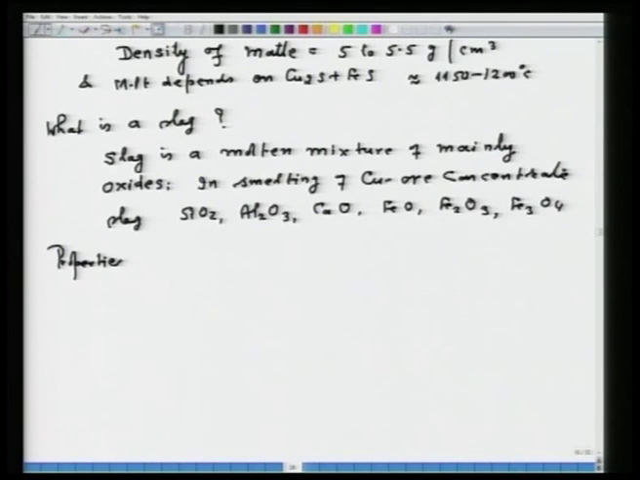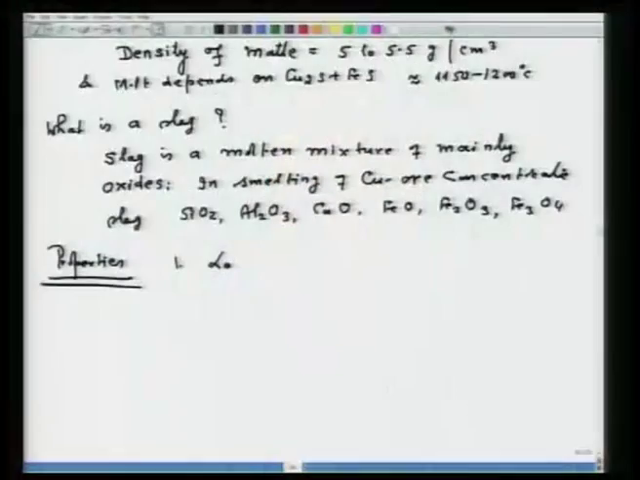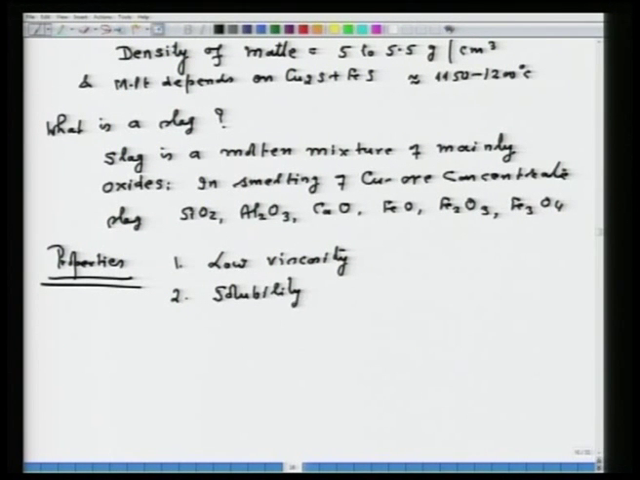Some of the properties which are required for a slag, because slag is normally highly viscous. So, at the end of the process, you have to drain out the slag as well as metal. So, some of the desirable properties are, one, low viscosity, second, the solubility is important. That means, slag should be able to dissolve the oxides which are being separated during smelting of ore concentrate. That is an important thing.